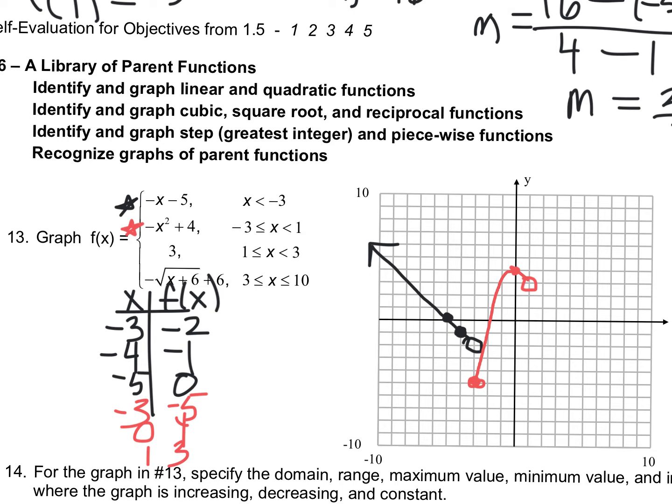Then I know from 1 to 3, we just have an output of 3. So right here, I don't even have to do an input-output table. I know for 1, which is a closed circle, the coordinate is 1, 3. It just happens to be at that same point. All the way up to an x value of 3, that's a closed circle, and I have a horizontal line.